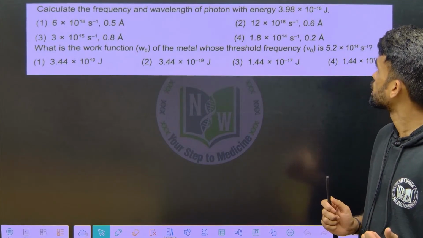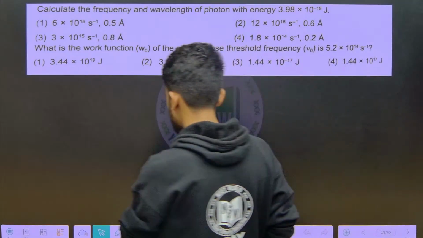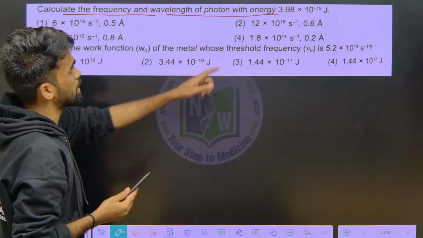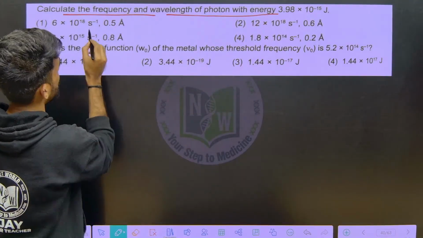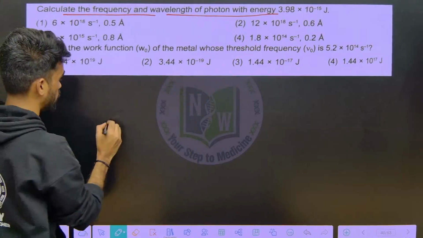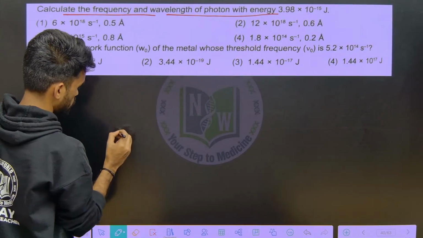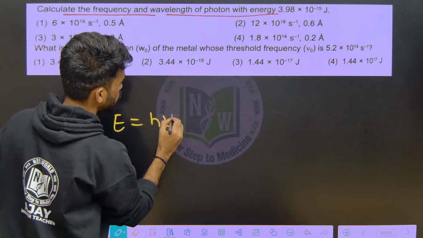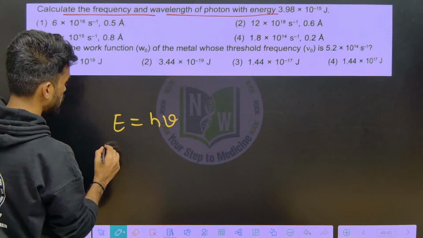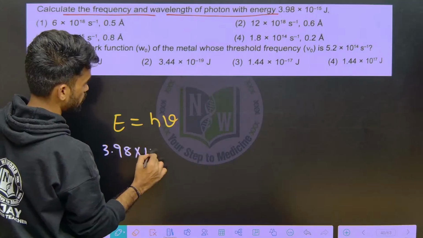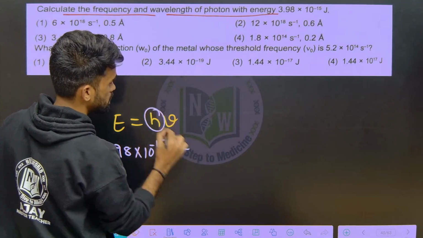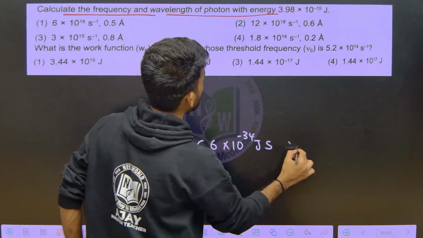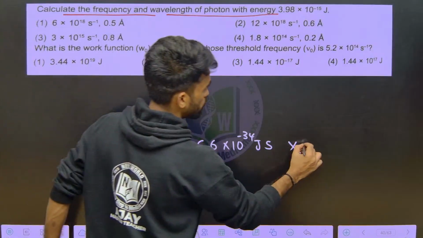Option 1. Is it? So how can you do this? See, calculate the frequency and wavelength of a photon with the energy they have given. Energy is given, so E equals h nu, you can use. Given as 3.98 into 10 power minus 15 joules, h is 6.6 into 10 power minus 34 joule seconds, multiplied with frequency. So frequency you need to find.